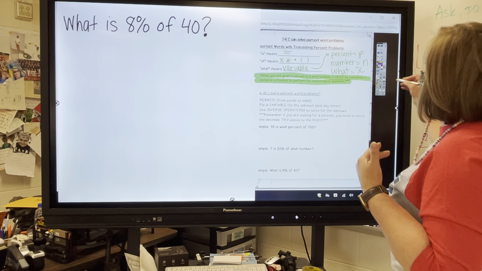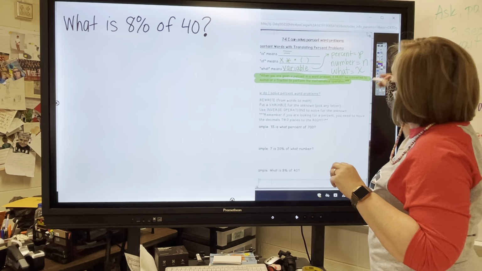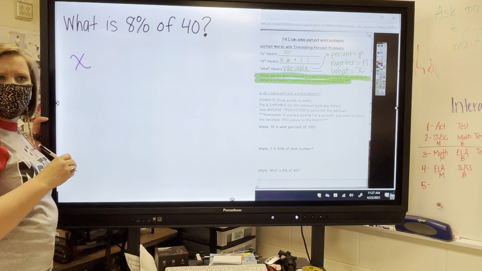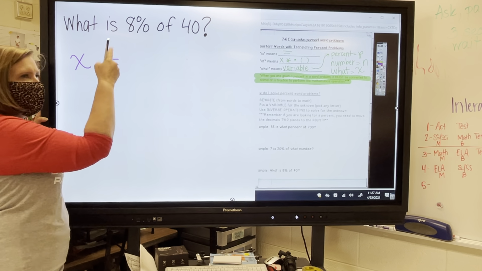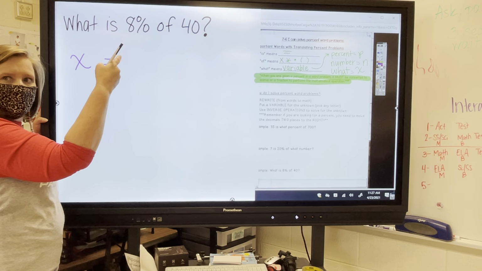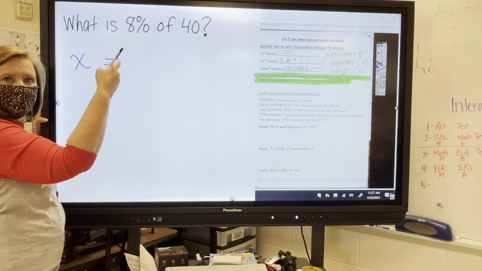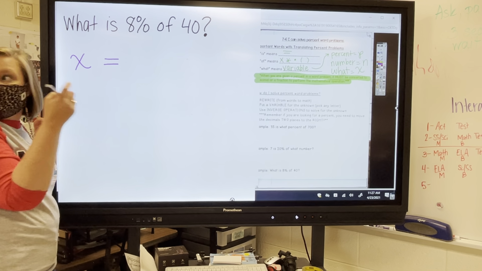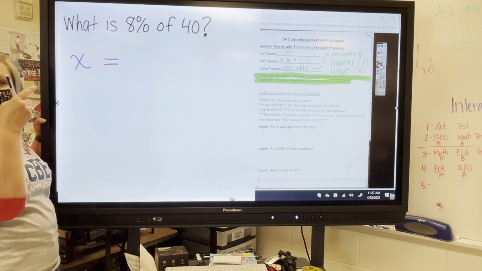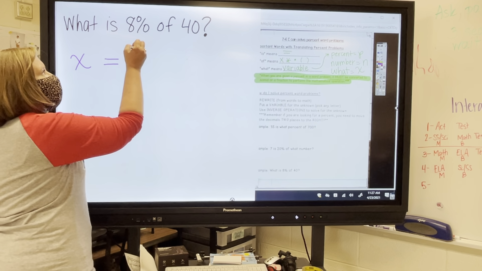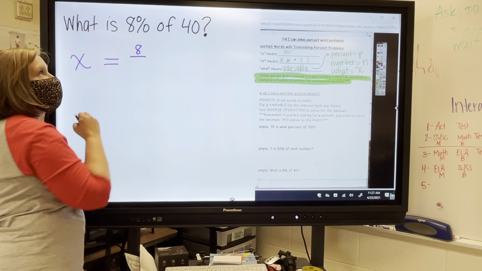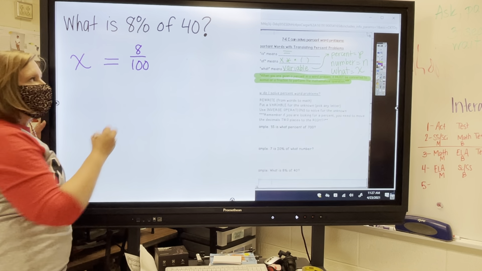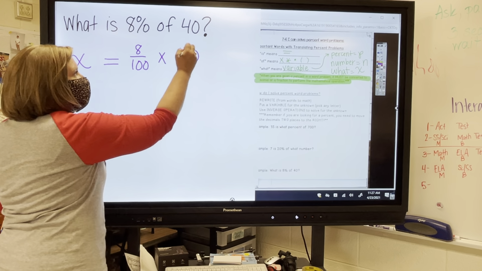All right. What should I put there? An X. What does is mean? It means equal. Equals 8%. Can I leave it like that? Nope. So what do I have to do? Make it a decimal or fraction. What do you want to do? She wants a fraction. So how am I going to write that as a fraction? 8 over 100. What does of mean? Multiply. And I can leave 40 like it is.